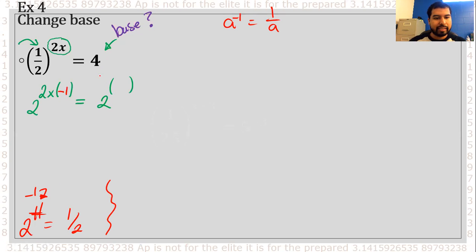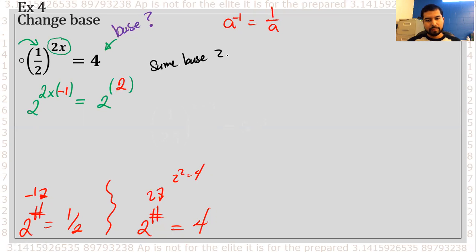The next thing is, how do I make 2 raised to a number become a 4? So hopefully that's not that bad either. And you're able to see that the number that should go here should be a 2. 2 raised to the second gives me 4. Okay. So now this is huge. We got the same base, right, of 2. So therefore we can go ahead and set the exponents equal to each other.